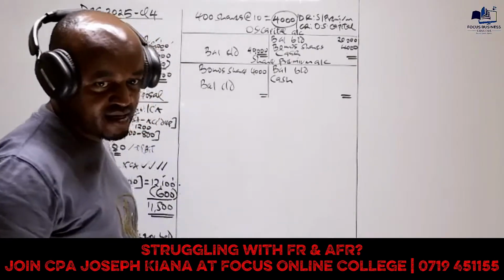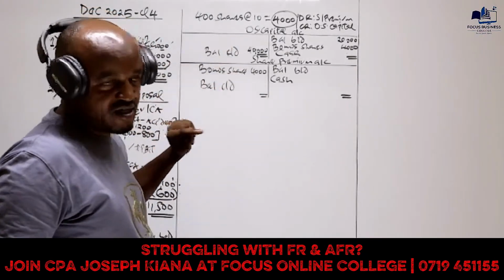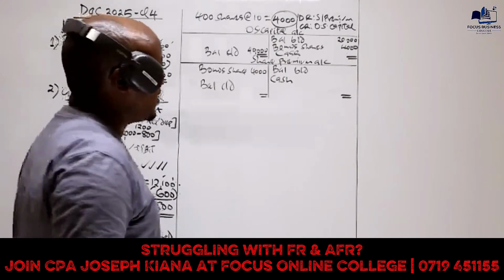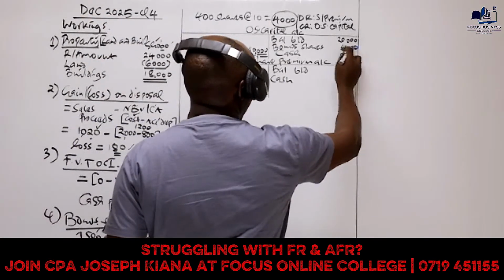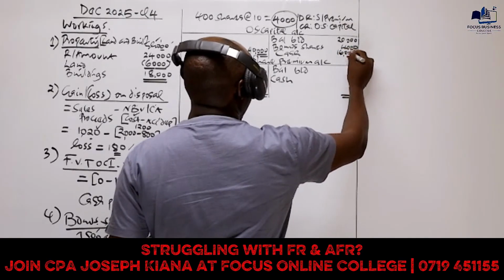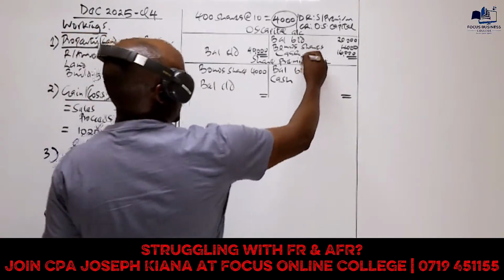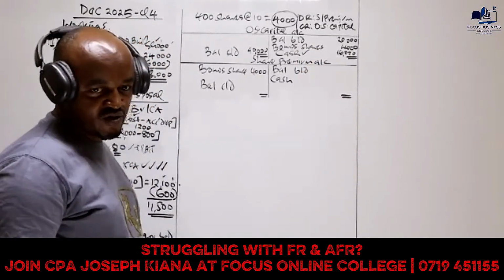So then if you balance this account, you can see the total on this side is 40. The total on the credit is 24. We have a difference of 16,000. Now, this 16,000 automatically are the shares which were issued for cash. And that is what we consider in our statement of cash flows.